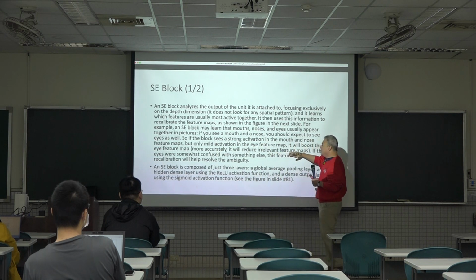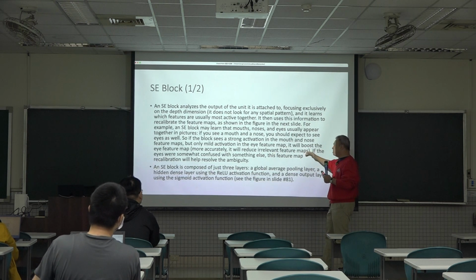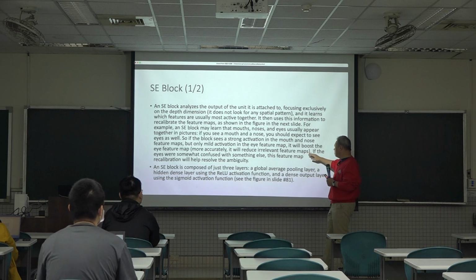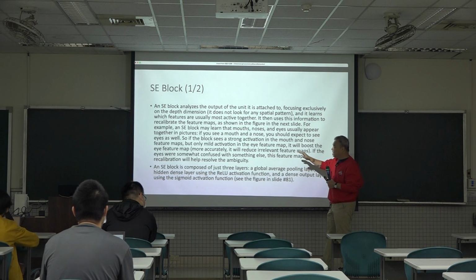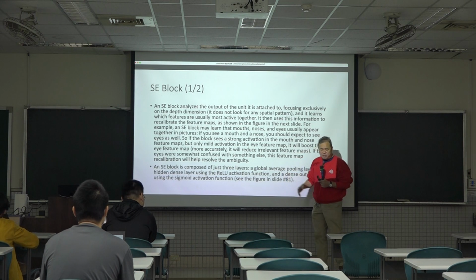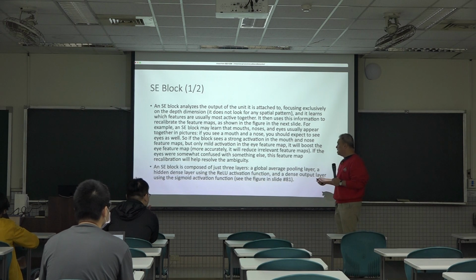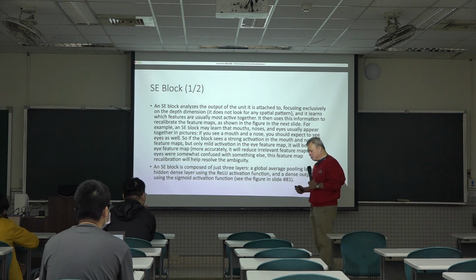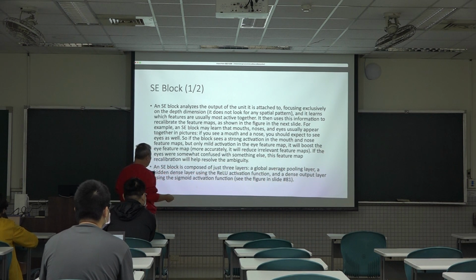It actually will reduce the irrelevant feature maps, sort of to achieve a similar purpose. So if the eyes were somewhat confused with something else, which may occur in certain scenarios, then this feature map recalibration will help resolve this ambiguity, and also help you to better recognize the object, obviously.